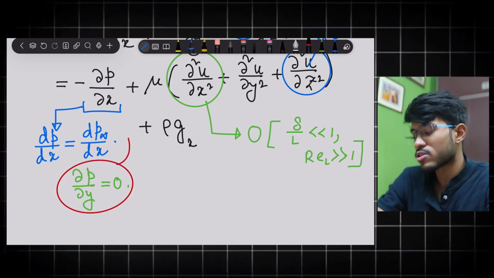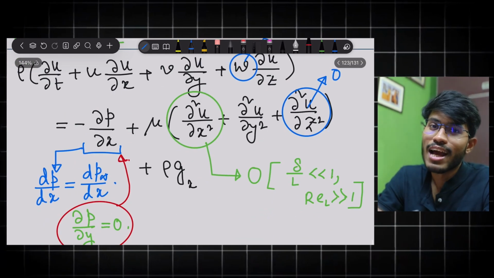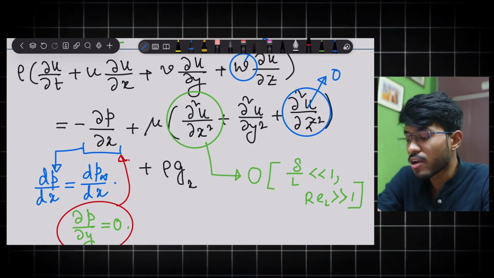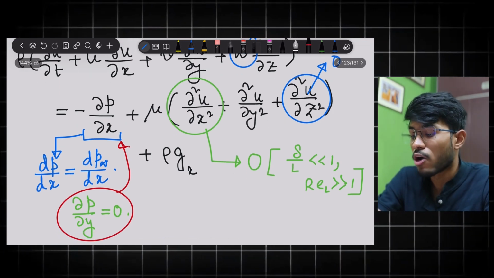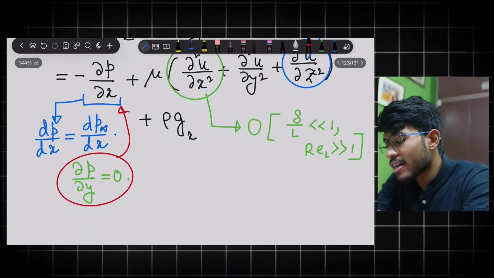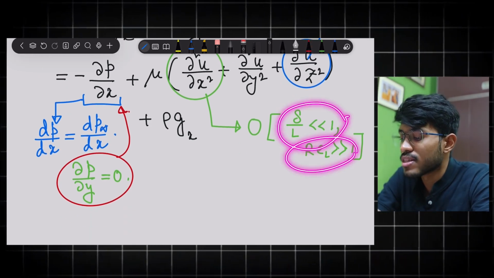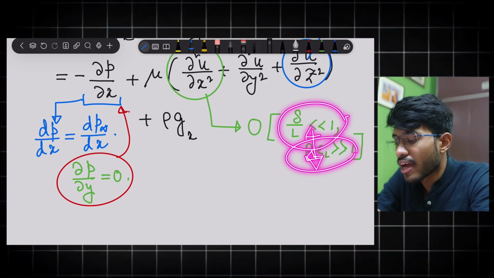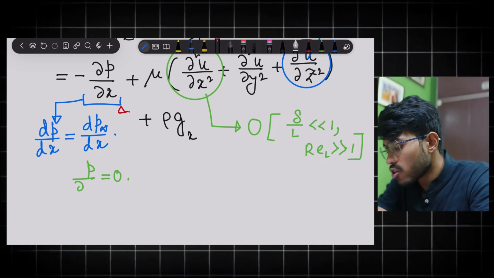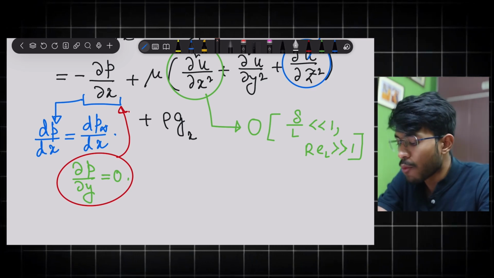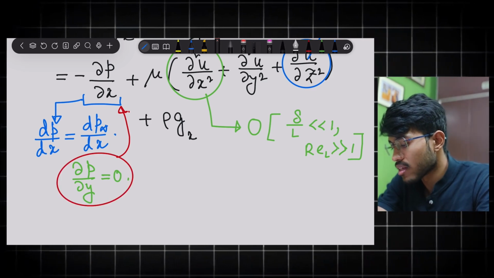See, from Navier-Stokes equation, you can directly write the boundary layer equation, and at the same time, you can memorize which are the assumptions valid for boundary layer equation. That is, Re should be much greater than 1. Delta by L should be much less than 1. So these two are actually corroborating each other. Okay, and this should also happen. You can write the y momentum equation and directly you will be getting the same thing.